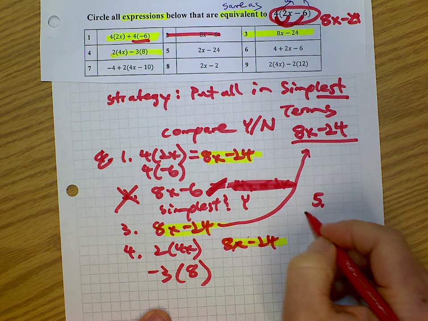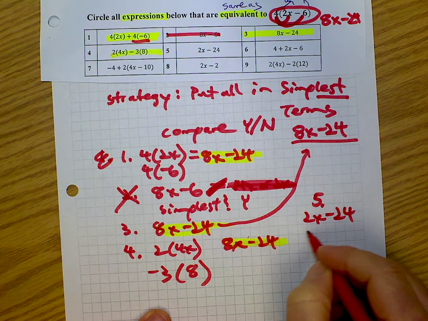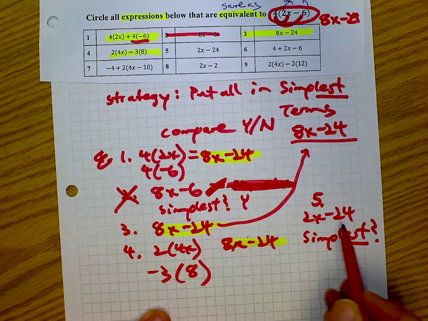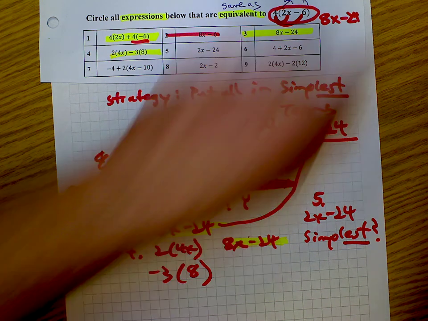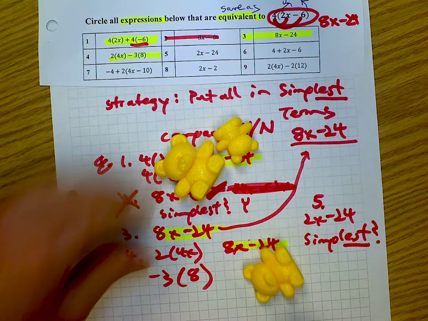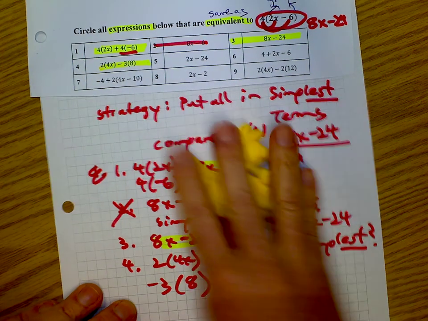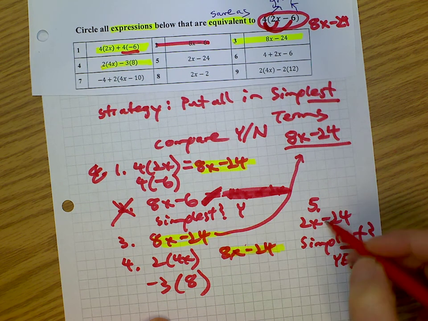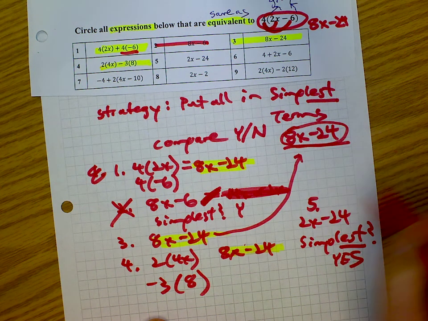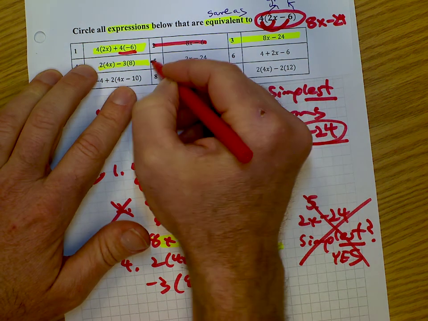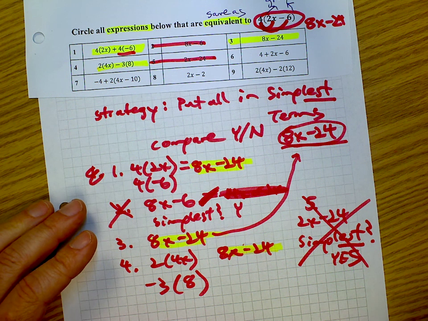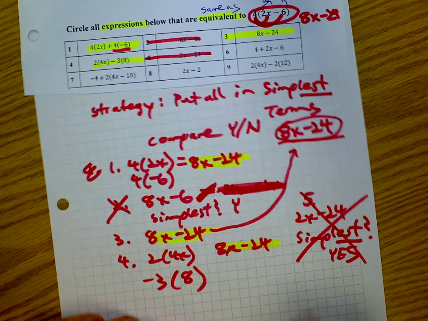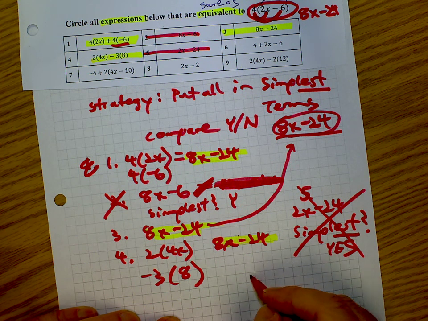Okay, number 5. 2x minus 24. Is this in simplest terms? You're always asking this question. Meaning, are there parentheses? Are there terms I can put together? Are there 2 bears over here and 1 bear over there that I can put together and say 3 bears? No, there isn't. So it is in simplest terms, and it's not the same as that, is it? So number 5 is a no. Number 6, you get the idea now, right? We're over 13 minutes on this video. I think we're good. I'll do one more, because I think you get the idea.